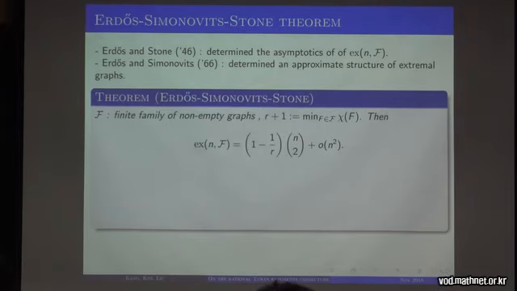Given a finite family F of non-empty graphs, where non-empty means the graph has at least one edge, let r plus 1 be the minimum chromatic number of a graph in F. Then the extremal number asymptotically has this value. This is the result by Erdős and Stone in 1946. And two decades later, Erdős and Simonovits proved a stronger result, which determined the approximate structure of extremal graphs.